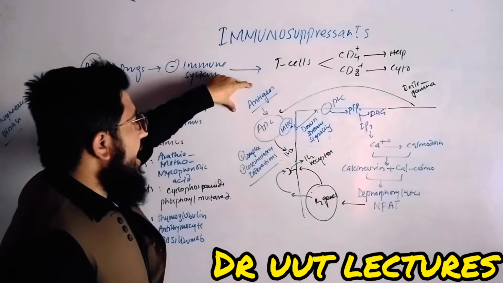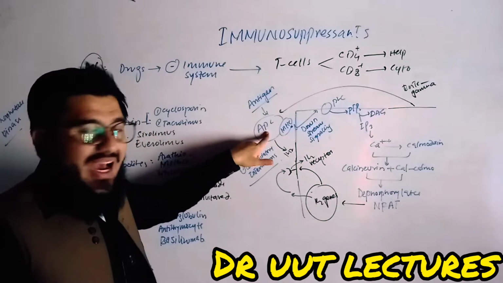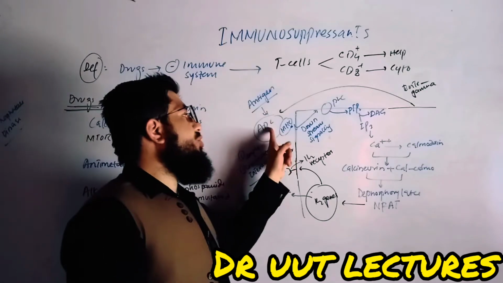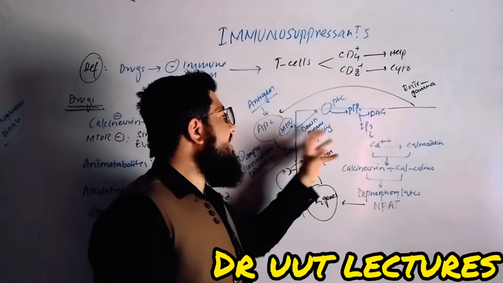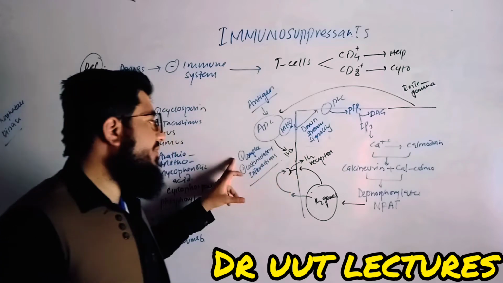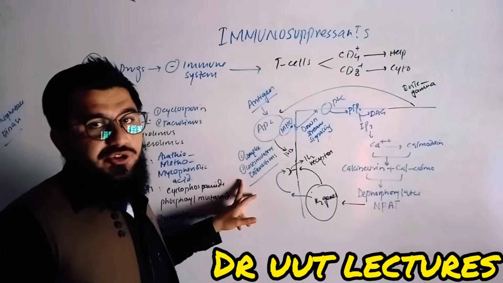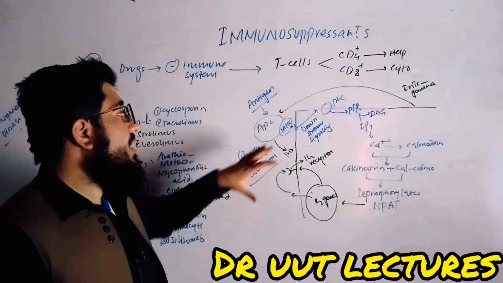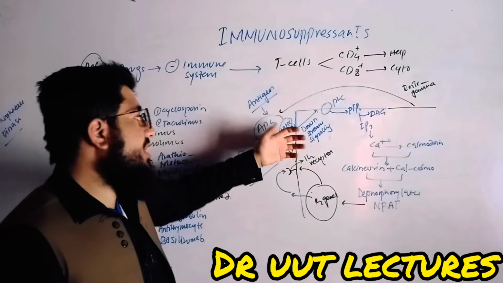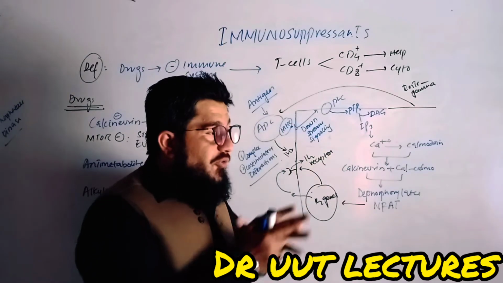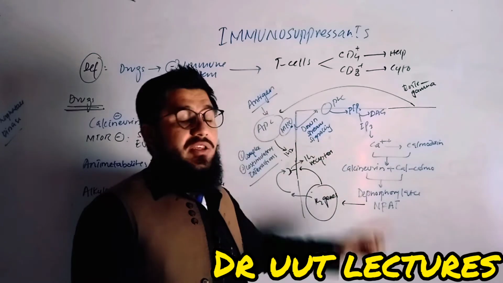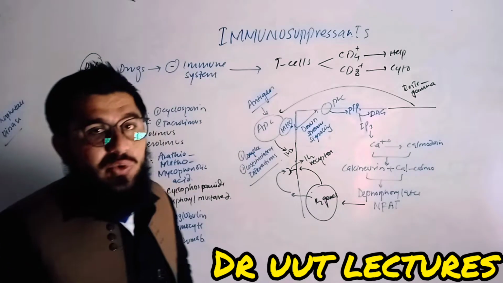Now, how is this happening? Very simple. The antigen comes to the antigen presenting cell. The antigen presenting cell will present this antigen to the T cells. When these T cells interact by means of complex formation or co-stimulatory interaction pathways and mechanisms, after that, they will give way to downstream signaling. You can say, in short, downstream signaling will take place.